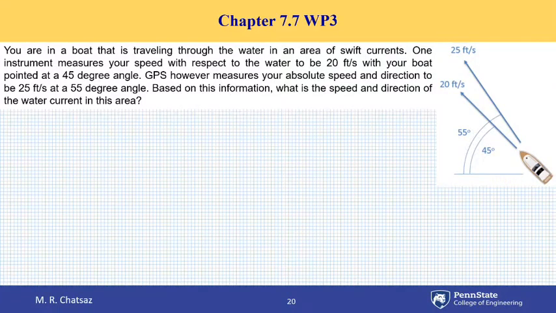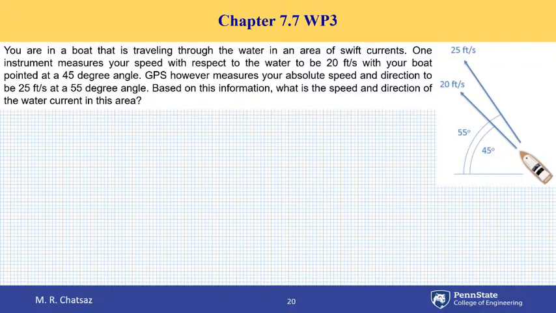All right, let's look at one last example of relative motion. You're in a boat that is traveling through the water in an area of swift currents. One instrument measures your speed with respect to the water to be 20 feet per second at an angle of 45 degrees as shown in the diagram. However, GPS measures your absolute speed and direction to be 25 at a 45-degree angle as shown on the diagram.